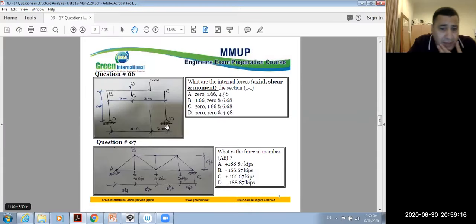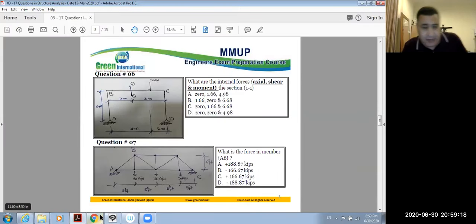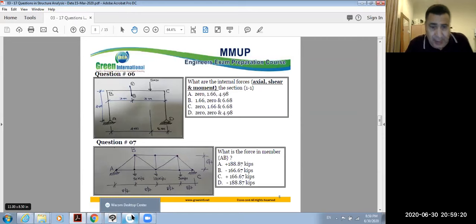Time. We will come back now to our structure analysis, and let us review what we have. We discussed frames, beams, shear, normal, bending moment. We discussed how to draw the shear force, normal force, and bending moment, and how we define the internal force for a truss. You remember we stopped at the method of joints.